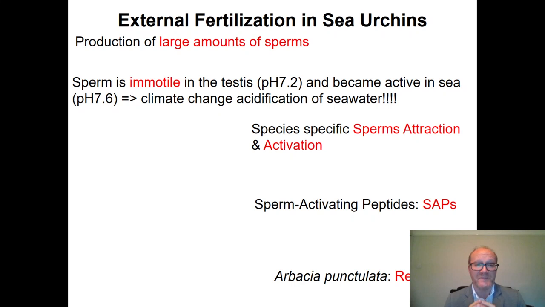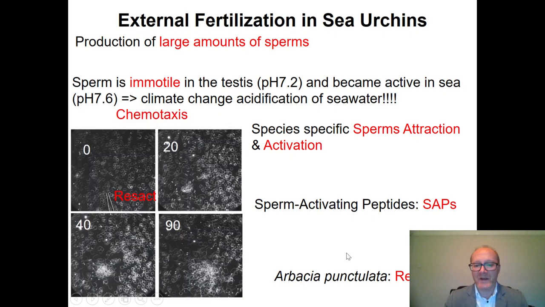These are obviously species specific, they are different for each species, and indeed one of these SAPs is called resact, and this belongs to this particular species of sea urchin, Arbacia punctulata. So if you look at this picture, you see the effect of resact on this species' sperms. At the beginning, in this picture with 0, at the time of adding the resact, you see that all the sperms are swimming in circles.